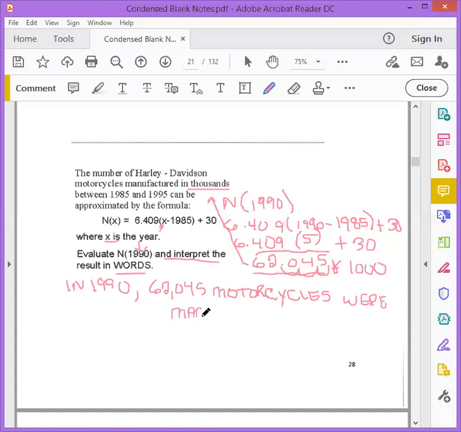And this is the last example from section 2.1 notes. We'll end here.